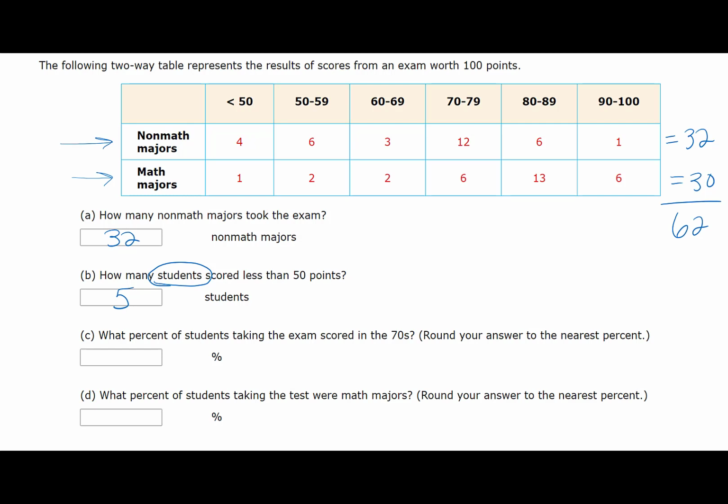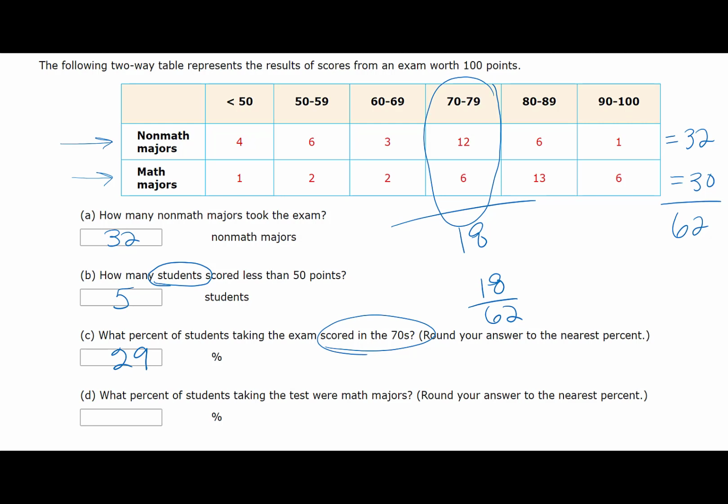It's asking for what percent scored in the 70s. If we look at our chart, here are the 70s. 12 plus 6 students, which is 18 students. And so to answer question C, we'll take the fraction 18 out of 62 and convert that to a percent. On a calculator, 18 divided by 62, and then times that decimal times 100. And it says round to the nearest percent, which is 29.